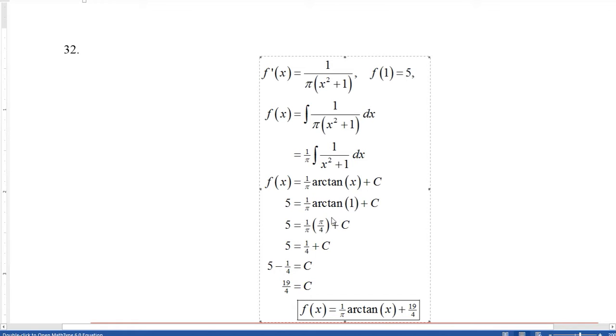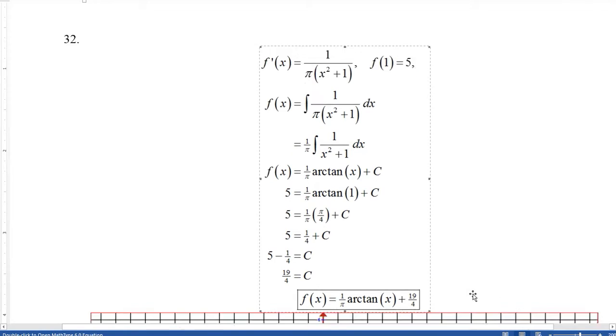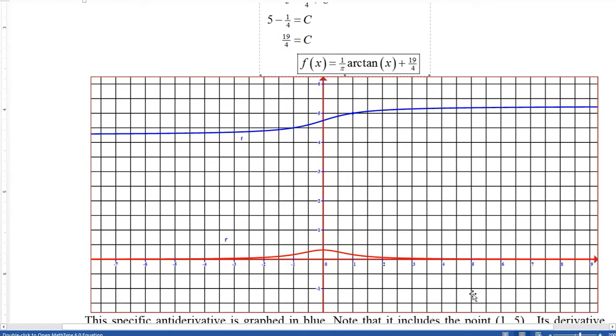Now arctangent of 1 is pi over 4. The 1 over pi is going to cancel the pi, so this is 1/4. Subtract 1/4 from both sides. 5 minus 1/4, or 20/4 minus 1/4, is 19/4 equals c. And so f of x is 1 over pi times the arctangent of x plus 19/4. You might write that as tangent and then -1 superscript x, as it is written on your calculator.